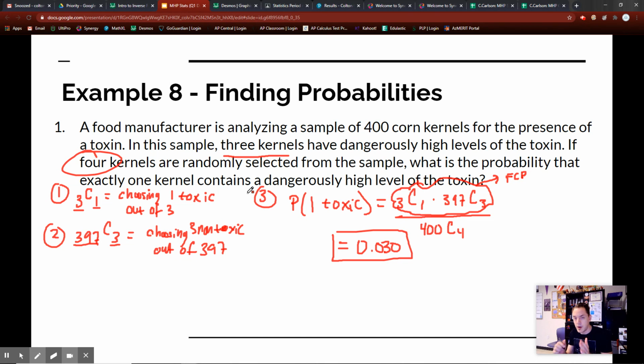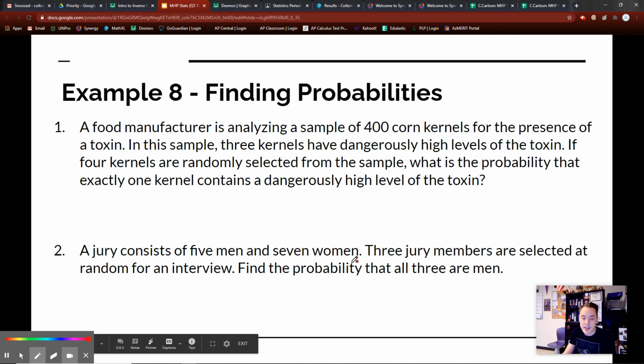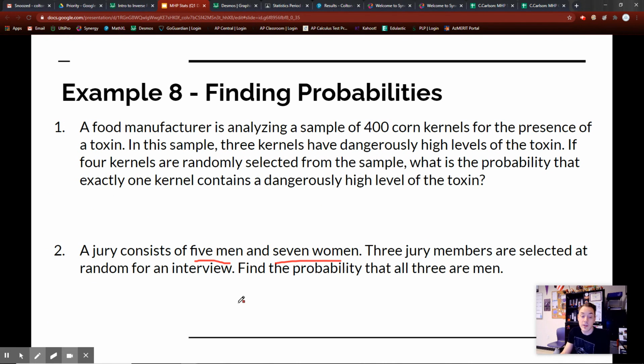The next example, I'm going to kind of skim it down and just kind of intuitively think about it. So let's erase this. A jury consists of 5 men and 7 women. So how many total? We have 20. So that's the first thing I want to do. Or sorry, not 20, 12. So we have 12 total.